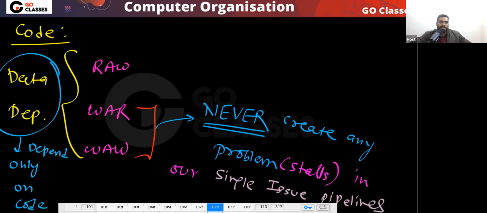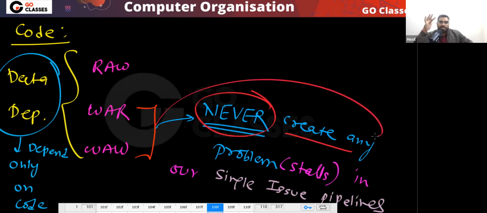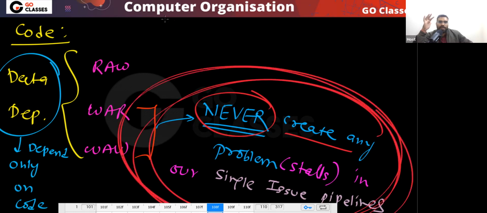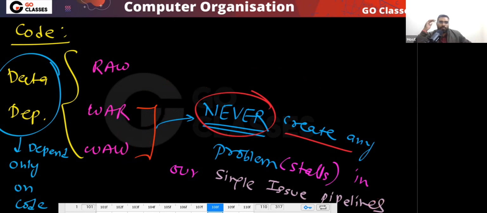In single issue pipelines, these dependencies will never create any problem. You don't even have to consider them. I will prove it, don't worry. I'm going to prove that they will never create any problem. They will never create any stalls in our single issue pipelines.